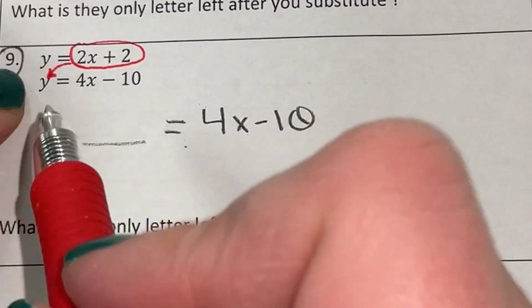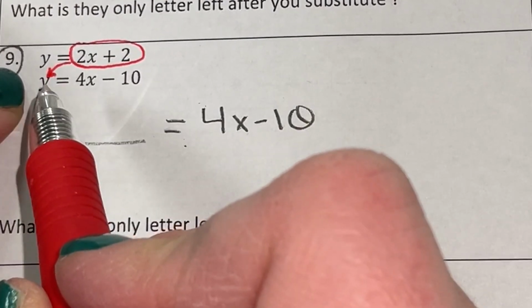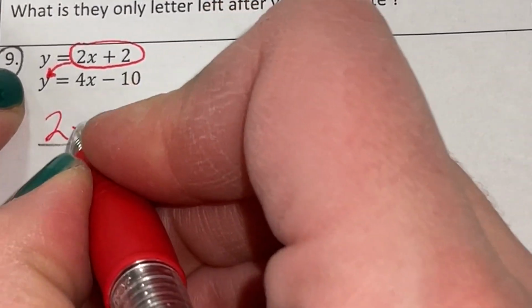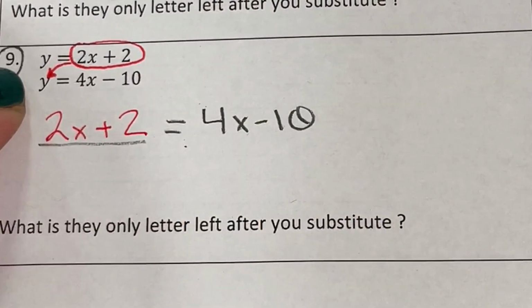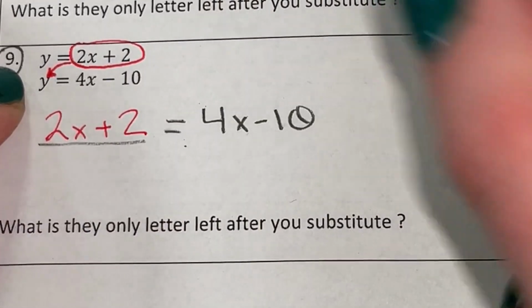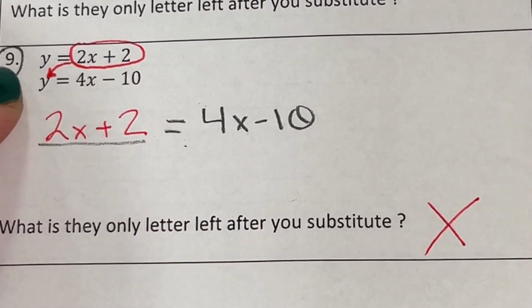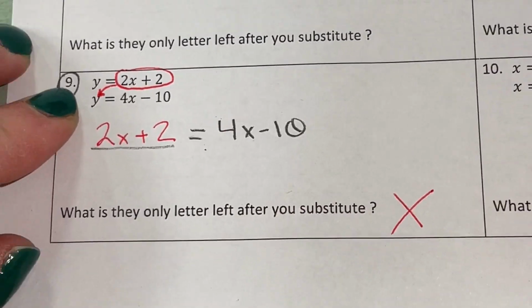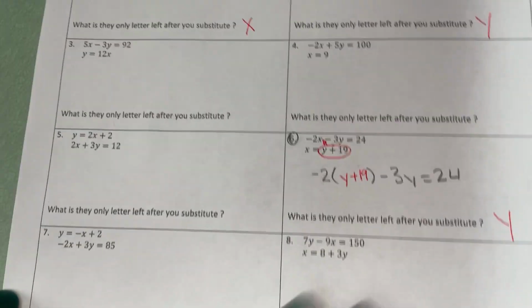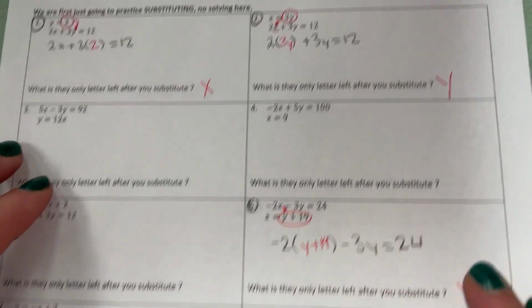I don't have to put parentheses because there are no numbers in front of this y. So this gives me 2x plus 2. What's the only letter we have left? X. So that means we substituted correctly. There are no more y's left. All right, so again, in each one of these, when you substitute, there should only be one letter left.